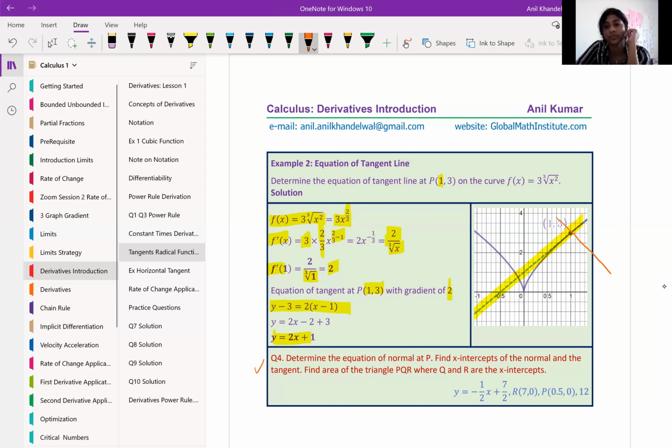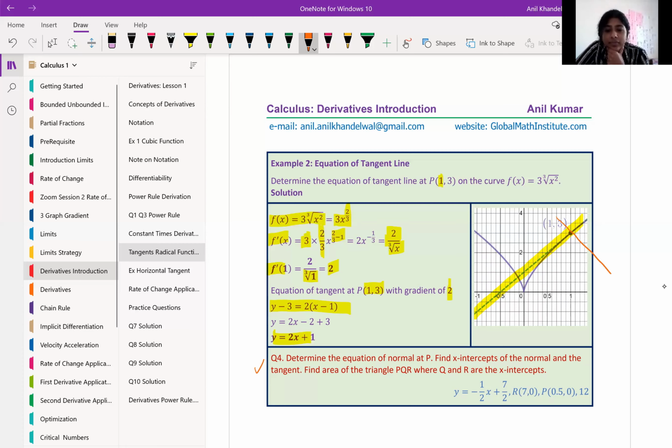Read question number 4 for me, Amy. That is the question for you. Determine the equation of the normal at P. Find the x-intercepts of the normal and the tangent. Find the area of the triangle PQR where Q and R are the x-intercepts.